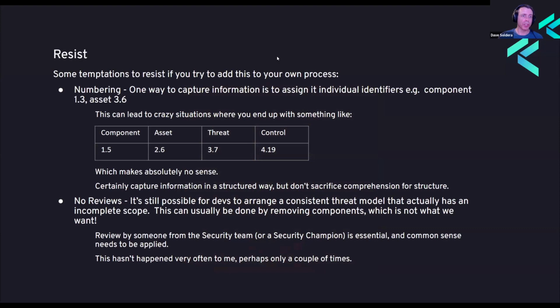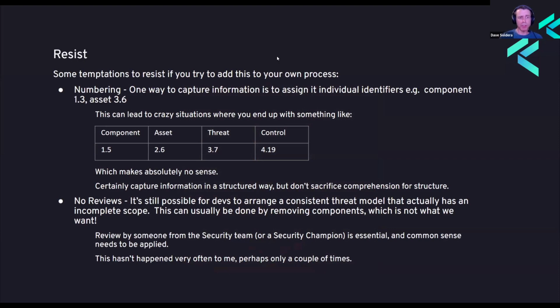First, some things to avoid, right? So if you want to do consistency and have things reference each other, you could number things and that's fine, but you don't want to end up with situations where you have tables full of just numbers, right? I think that's going to be sacrificing your comprehension in your threat model for capturing structured information or referencing stuff. So I'd recommend avoiding that.